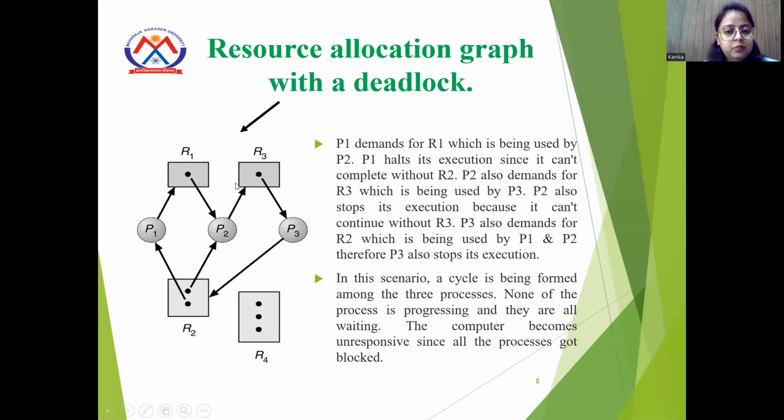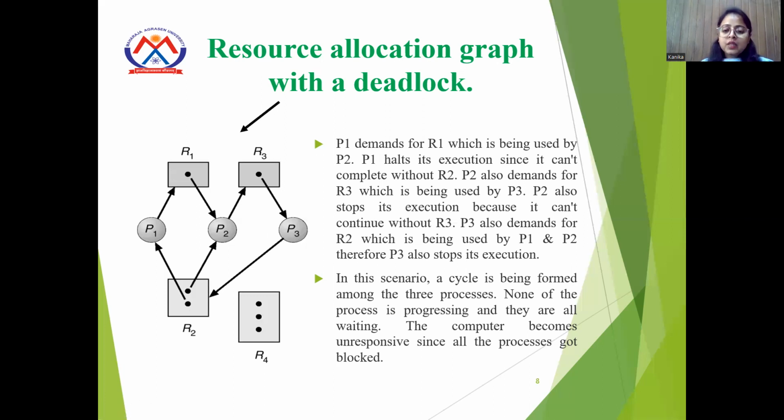Here, as you can see, P1 demands R1, which is already assigned to P2. P1 holds its execution since it cannot complete without R2. P2 also demands R3, which is being used by P3. P2 also stops its execution because it cannot continue without R3. P3 also demands R2, which is being used by P1 and P2. Therefore, P3 also stops its execution.